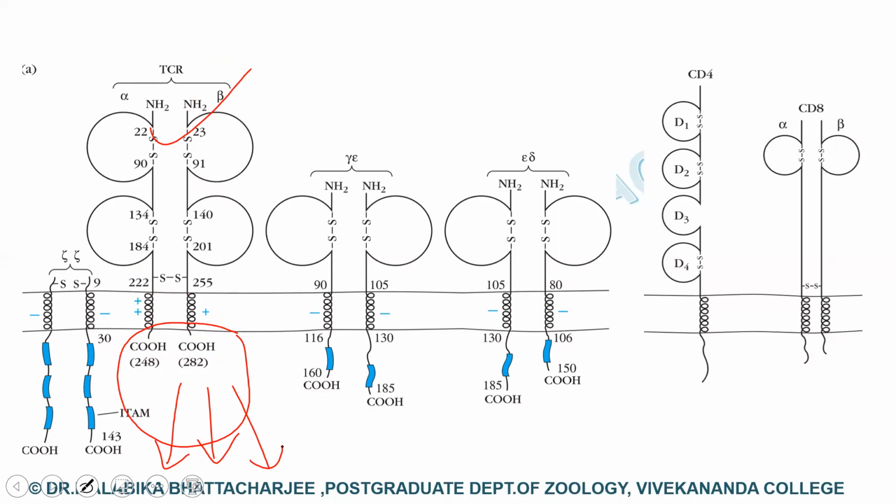What happens? The T cell receptor is not present alone in the cell. The T cell receptor is associated with a group of complex of proteins collectively referred to as CD3. So this and this together make the CD3 complex.